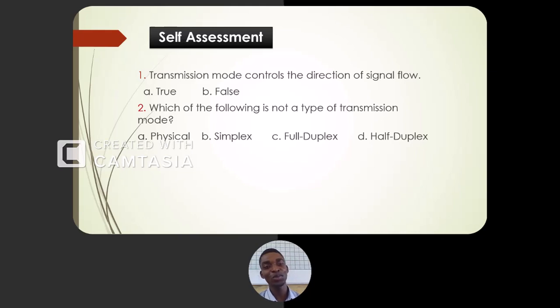Let's get to question 2. Which of the following is not a type of transmission mode? We have A, physical, B, simplest, C, full duplex, D, half duplex. I hope you know the right answer to choose, because these are something very simple we just went through.